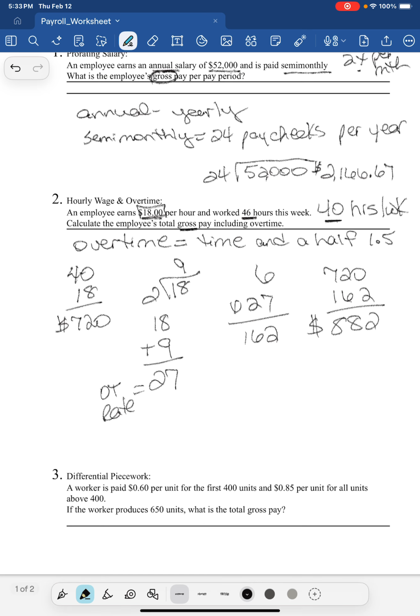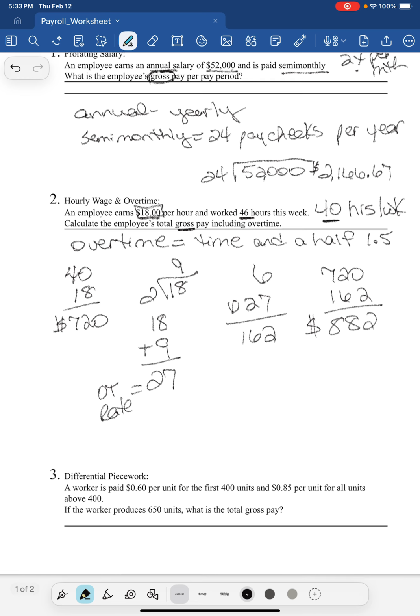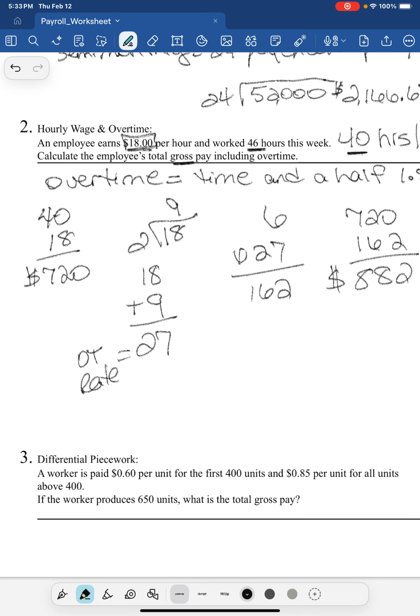Okay. Now we're going to look at differential piecework. This is kind of a different way to get paid, and it's discussed in your module. This is the kind of work that you might see if people work in a factory. If they're putting units together, they get paid per each thing they accomplish.